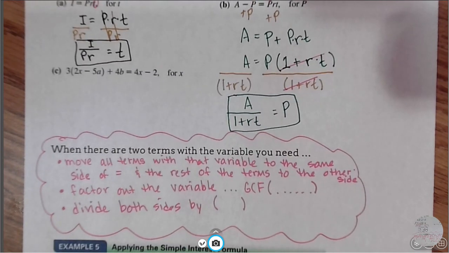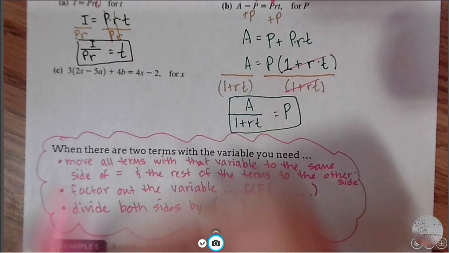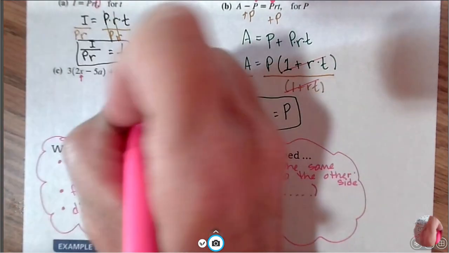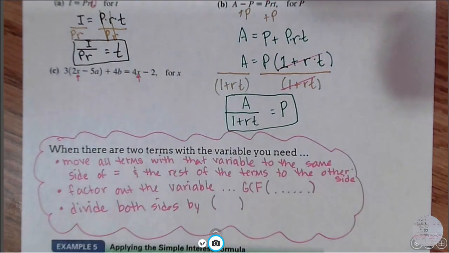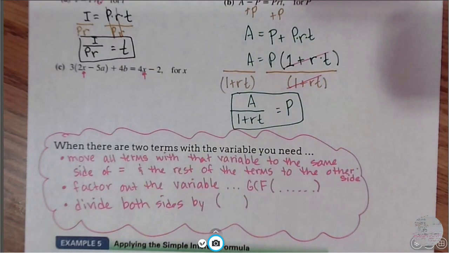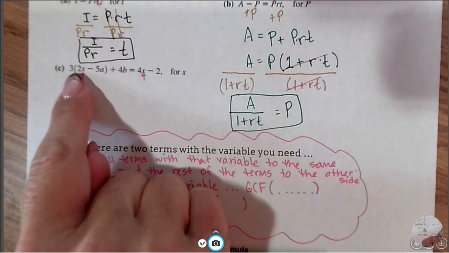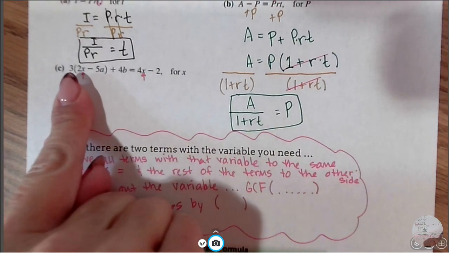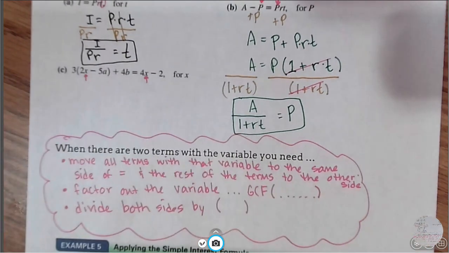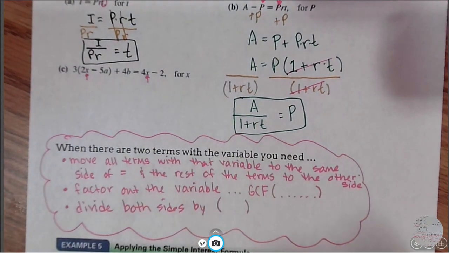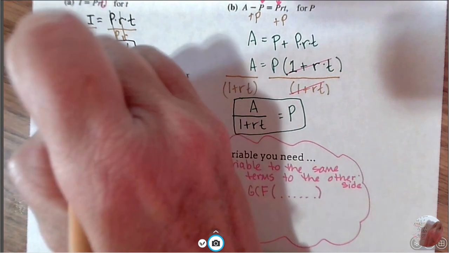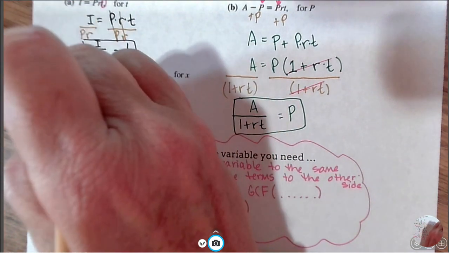All right, C. We are supposed to solve this one for x. So I have x's in two terms, so I'm going to move all the terms with that variable to the same side, and then everything else to the other side, and see what happens. But this letter x is involved in a multiplying situation. It's in parentheses with a 3 out front. So I'm actually going to go ahead and distribute that 3 into both of these terms here.